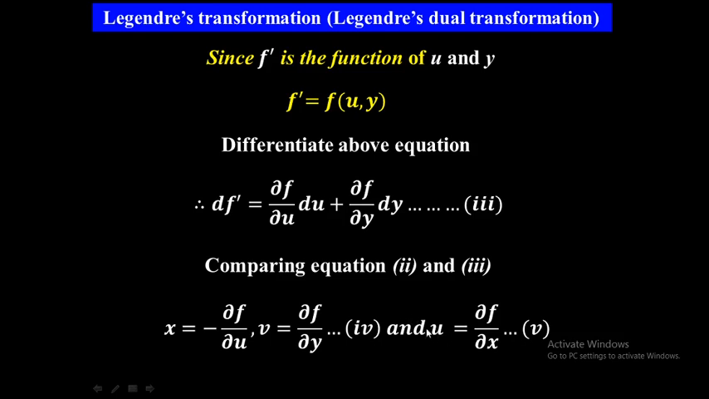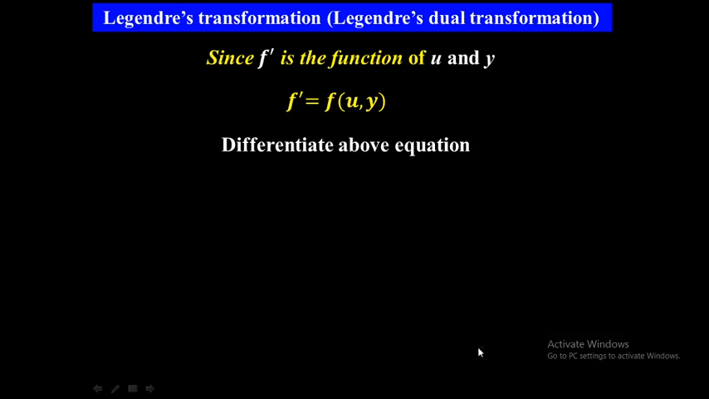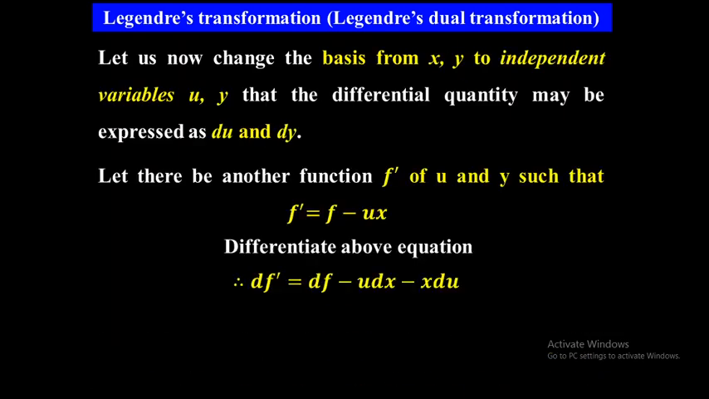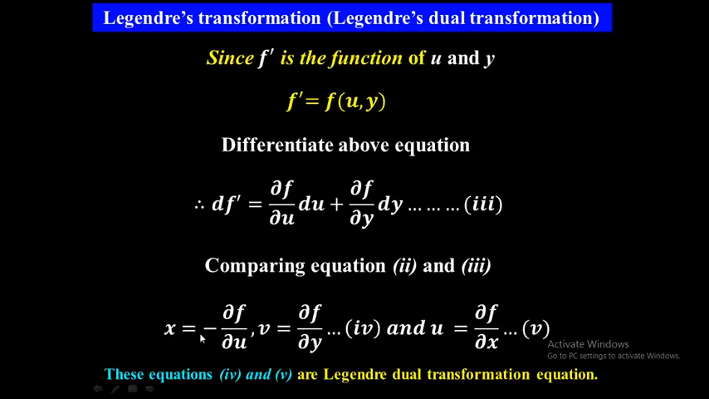And we also have u equals del f by del x, which we already considered on this slide. So these three equations, x equals minus del f dash by del u, v equals del f dash by del y, and u equals del f by del x, are known as the Legendre dual transformation equations. So we have seen what Legendre transformation is, and then we came to the Legendre dual transformation equations.